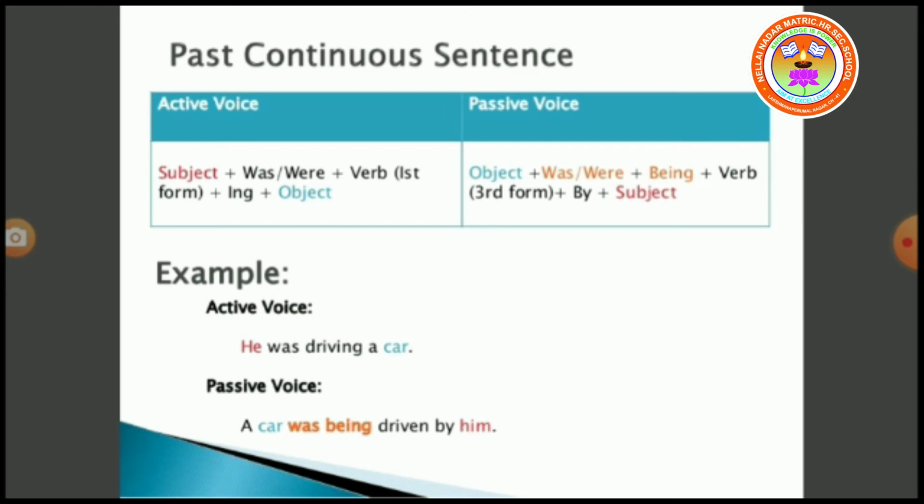Next, past continuous tense. Active voice structure: subject plus was or were plus base form plus ing plus object. Example, he was driving a car. Passive voice structure: object plus was or were plus being plus third form of verb plus by plus subject. Example, a car was being driven by him. So here the subject he becomes by him and the verb was driving becomes was being driven.